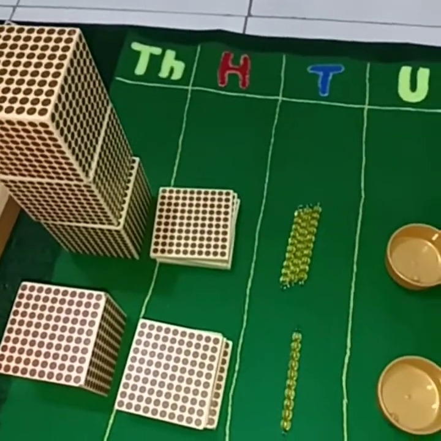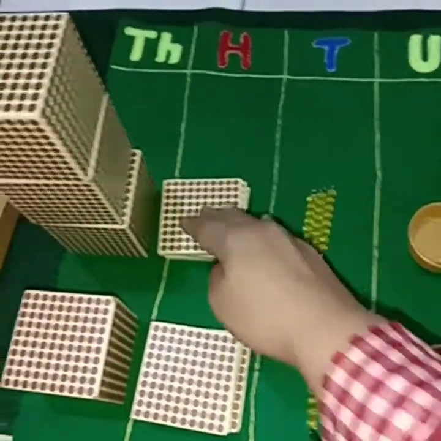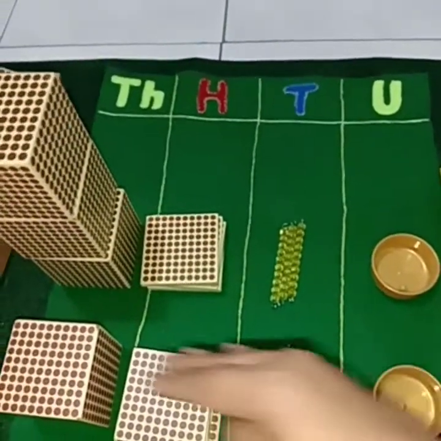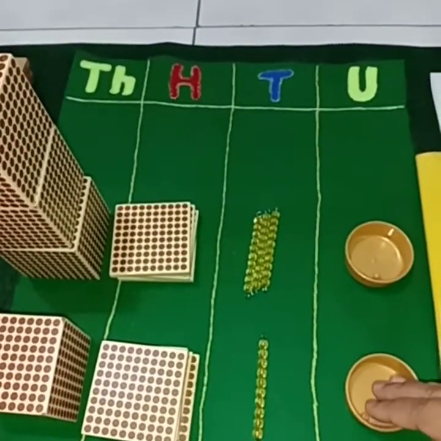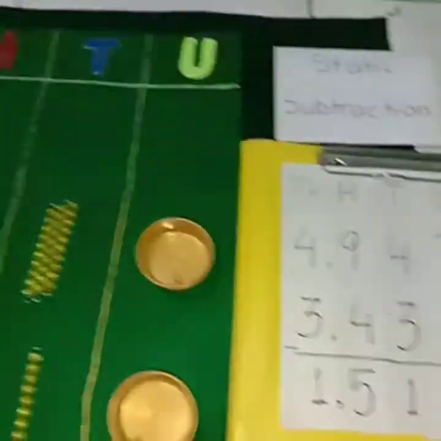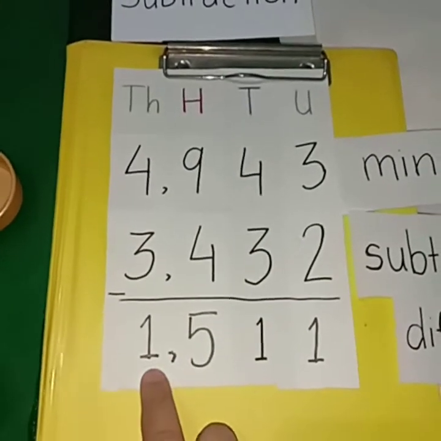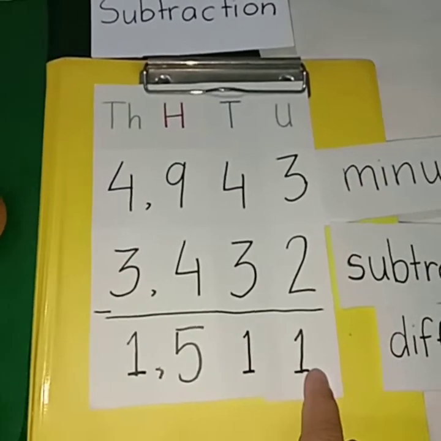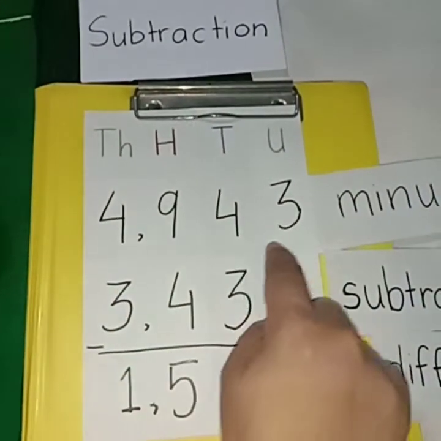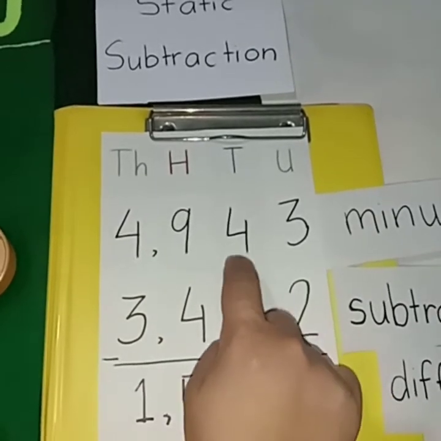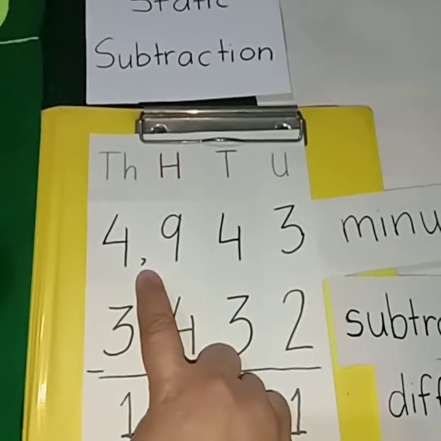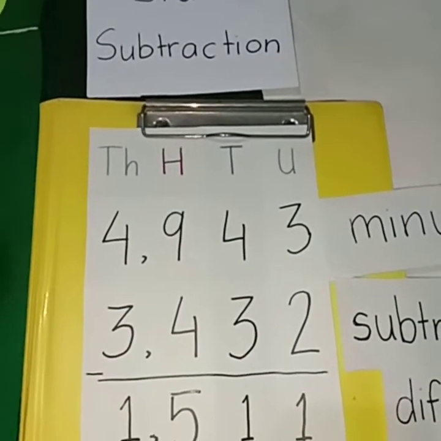Yeah. Or if you want to double check, here is the subtrahend, right? So when you add the difference with the subtrahend, you will get the minuend again. So if you want to double check, you can add 1,511 to 3,432, and then you will find the minuend. Yeah, you will find out whether you did correctly or not.